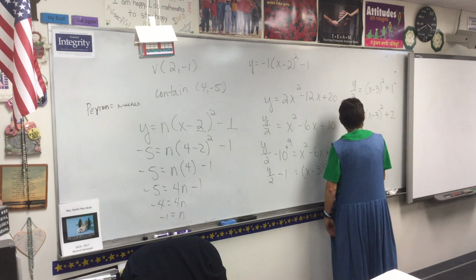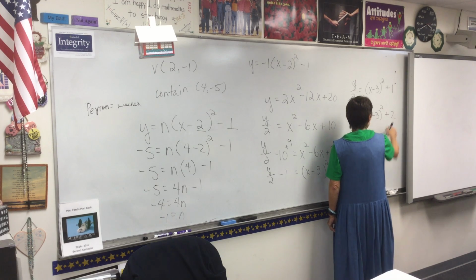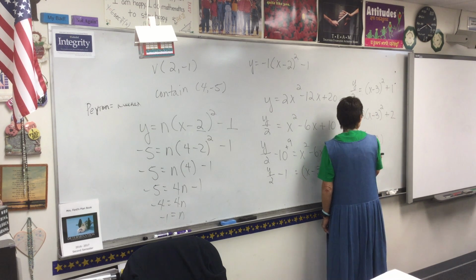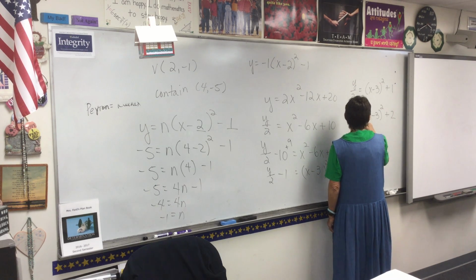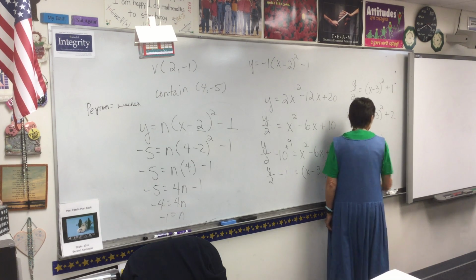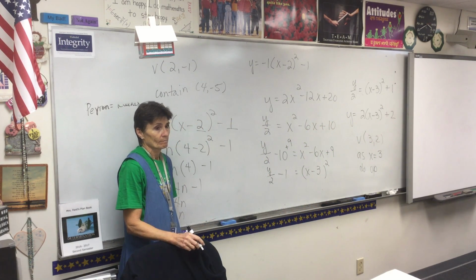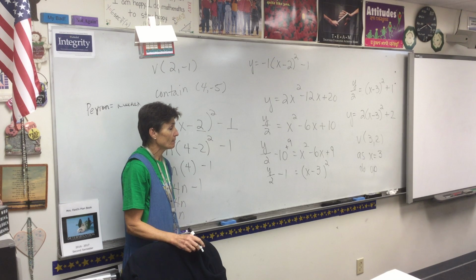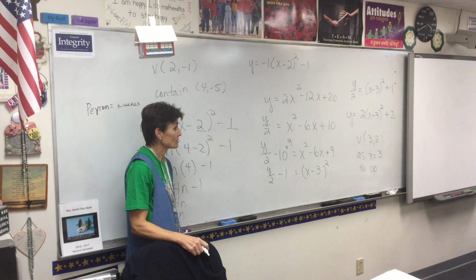Vertex. (3, 2). Right 3, up 2. Very, very good. Axis of symmetry: x equals 3. Direction of opening: up. Got it. We have time. In a minute, we'll come back and we'll do a few more of those done for you.